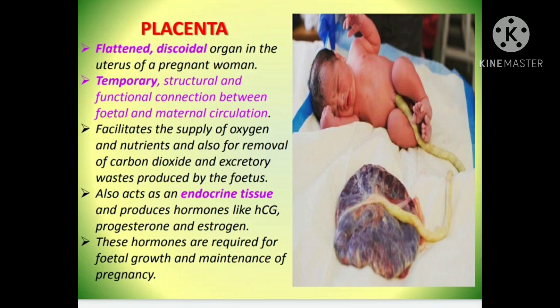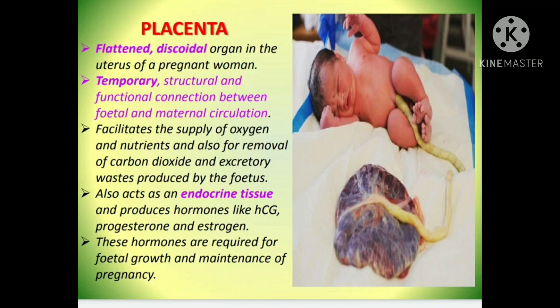Today we are going to start with a topic that is called what? Placenta. It is a flattened discoidal organ in the uterus of a pregnant woman. The placenta is a temporary structural and functional connection between the fetal and maternal circulation. It has its own structure, and it is also quite functional. Fetal means the fetus and maternal means the mother, so it is the connection between the fetus and the mother's blood circulation.